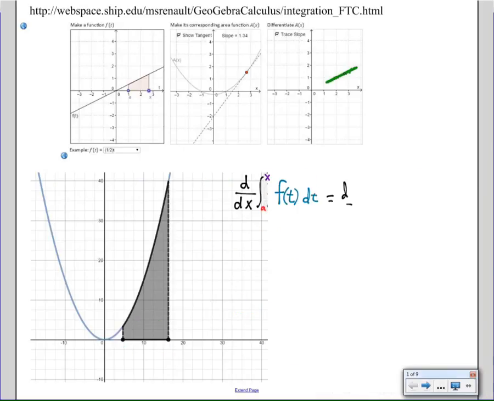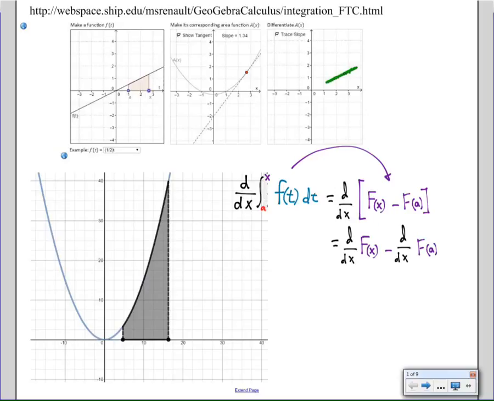Let me try to unpack that a little. Let's go back and look at the integrals. If we integrate from a to x of f of t dt, then according to the first part of the fundamental theorem of calculus, we get big F, the antiderivative of f of x, minus the antiderivative of f of a. Now remember, what we're asked to do is take the derivative with respect to x of the integral shown here. The derivative with respect to x of big F of x is, well, back to f of x again.